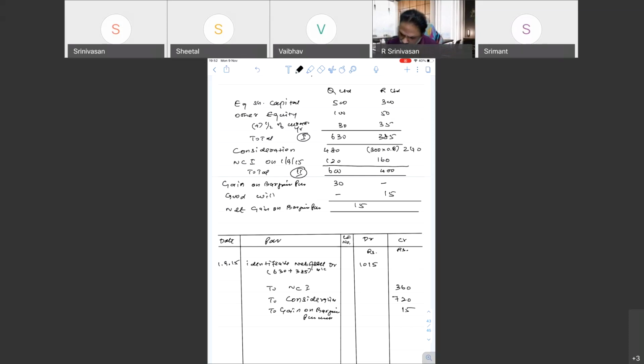Anything we have missed out? 630 plus 385 is 1015. Okay. 360 plus 720 plus 15 is 1095. So what mistake have we made here? 120 plus NCI is 120 plus 160. 120 plus 160 is 280. I had written this as 280.